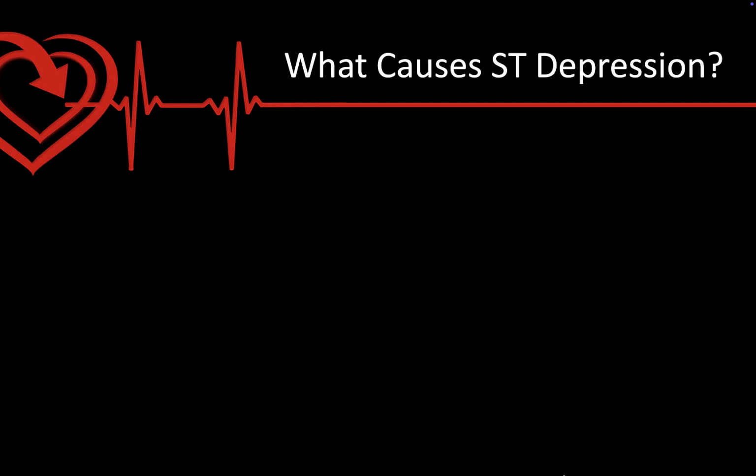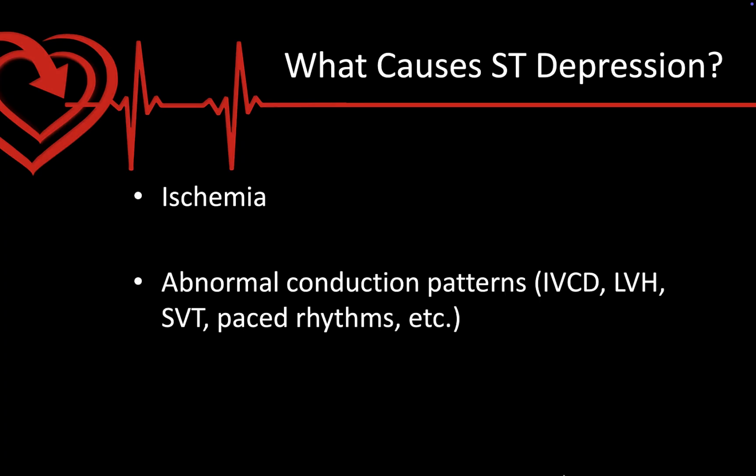So I mentioned ST depression before. And obviously we talked about ischemia. I want to mention a couple other things that can cause ST depression. One is any abnormal conduction pattern. So an intraventricular conduction defect, such as you would get with a bundle branch block, left ventricular hypertrophy, a fast supraventricular tachycardia, a pacemaker rhythm, any of those can produce odd-looking, odd-shaped, wide, abnormal QRSs. And just about any time you have an odd, funky, ugly-looking QRS, it is likely to result in changes to the repolarization stage, meaning you may see changes in the ST segment or the T wave.